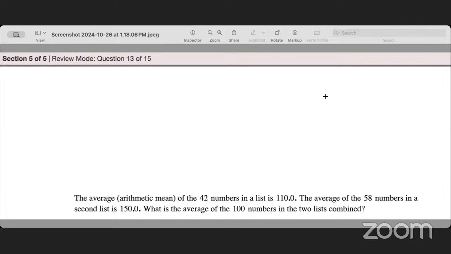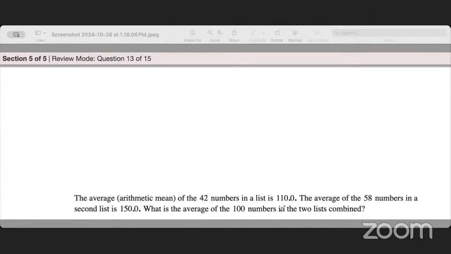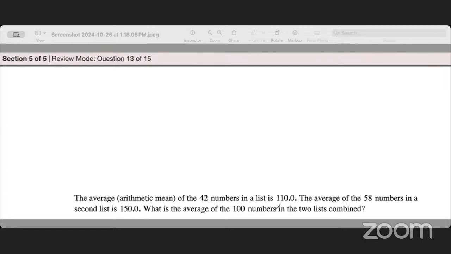I am thinking that we need to add 150 and 110 to know what our total numbers in the lists are. Or well, actually, we know that there's 100 numbers in the two lists, and we know the average is. So perhaps our denominator would be 100.